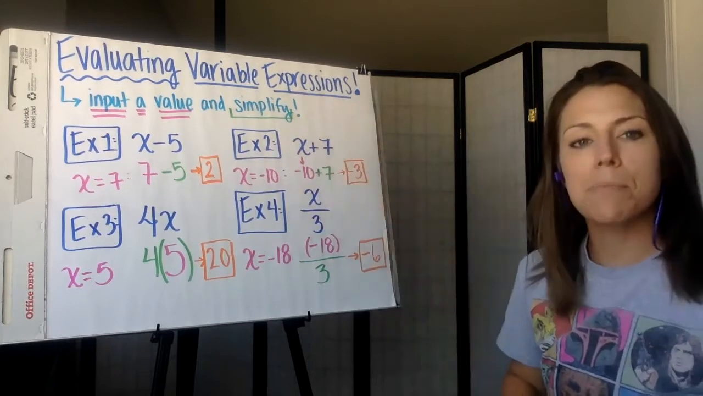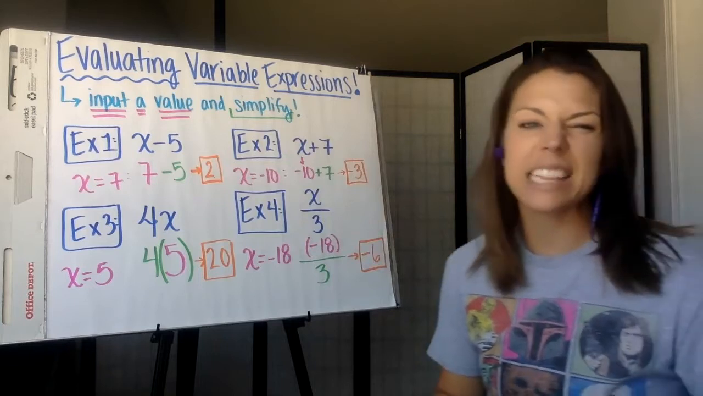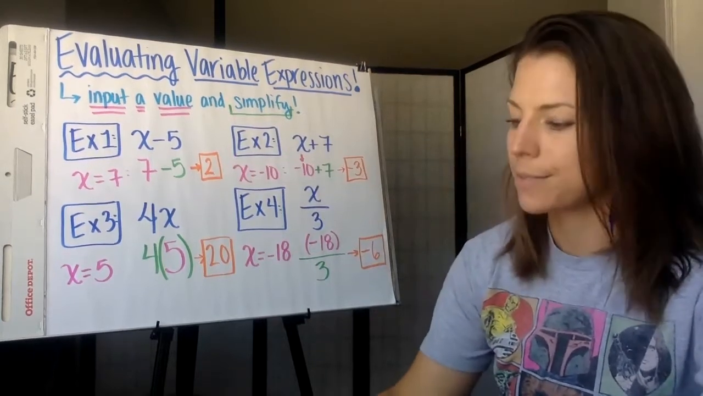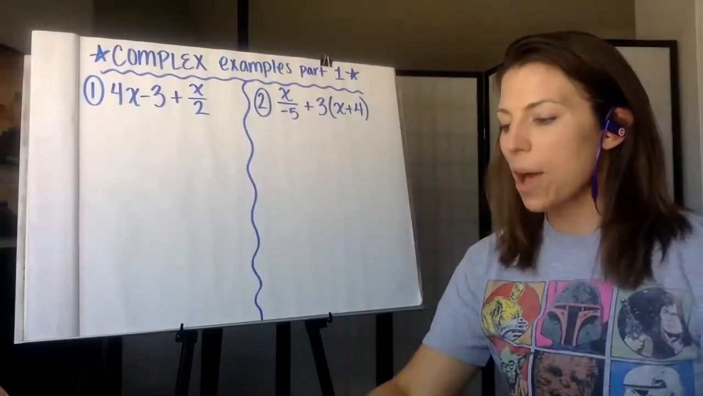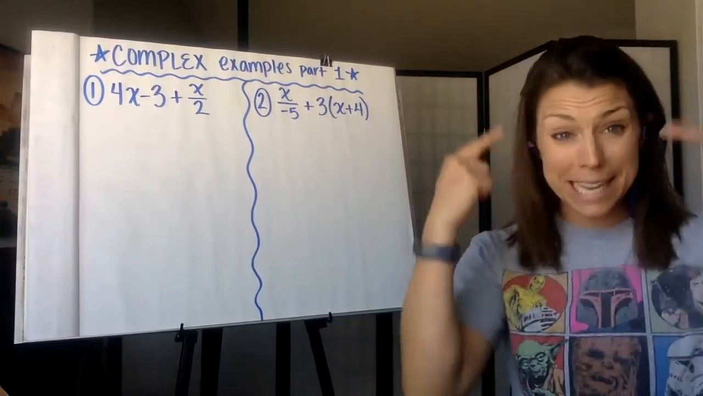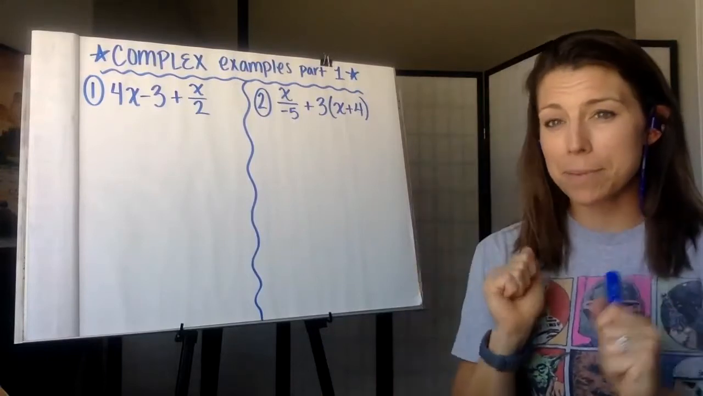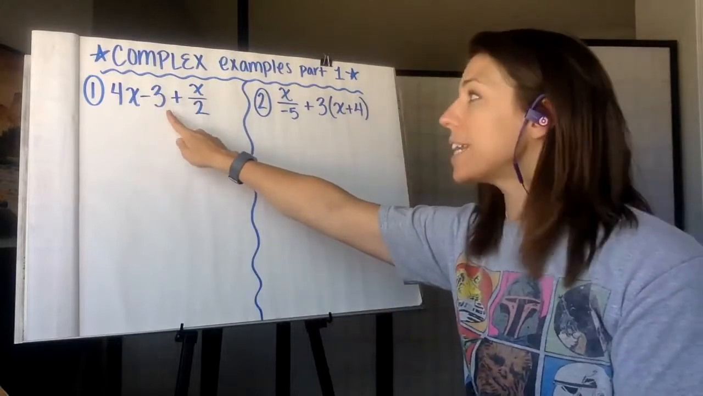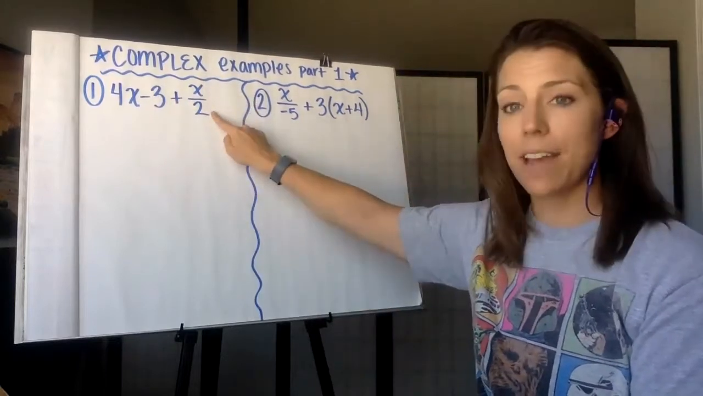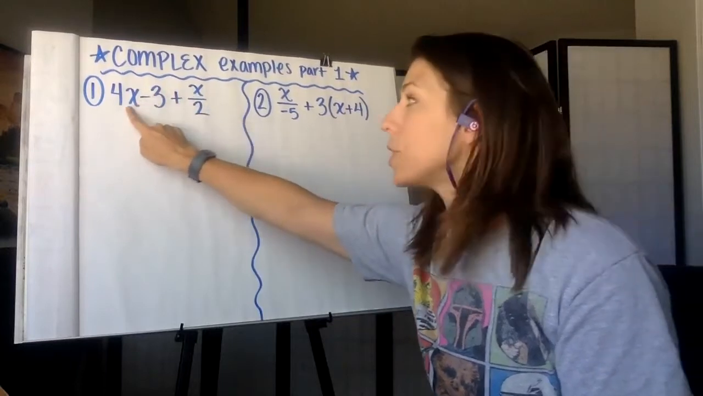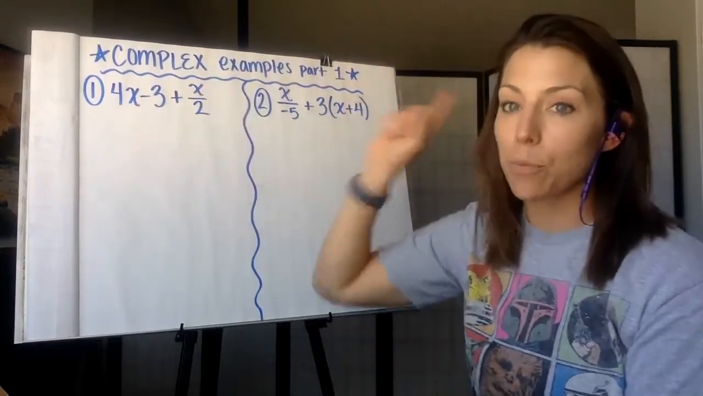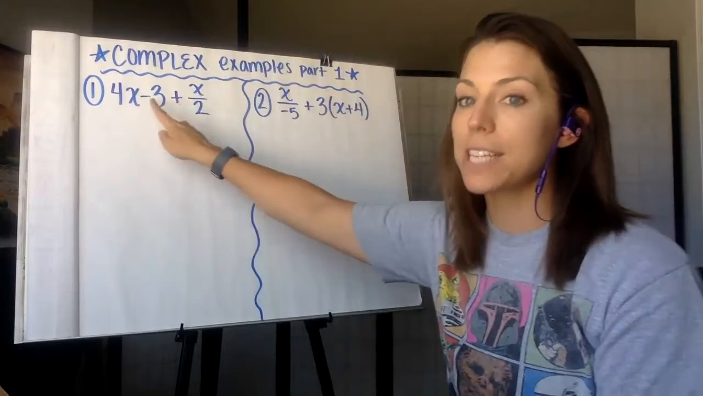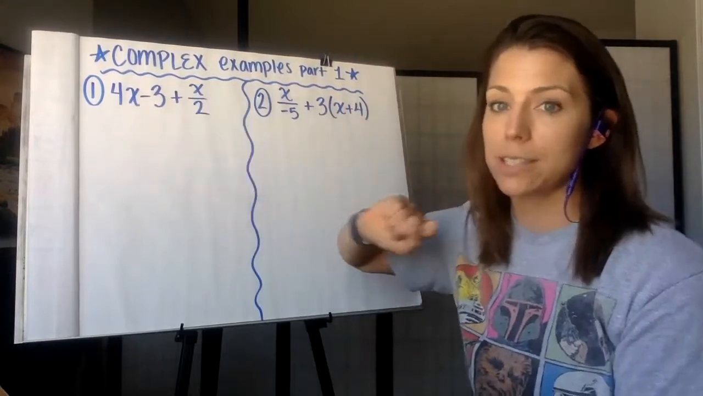Now these are all pretty simple examples. Let's get into something a little bit more complex. All right, some complex examples, something that's going to make us think a little bit more, maybe have to be a little bit more careful. So example number 1, 4x minus 3 plus x divided by 2. Notice that I'm only using x's here, which does mean that whatever you choose for x, you're going to have to input it into both locations.